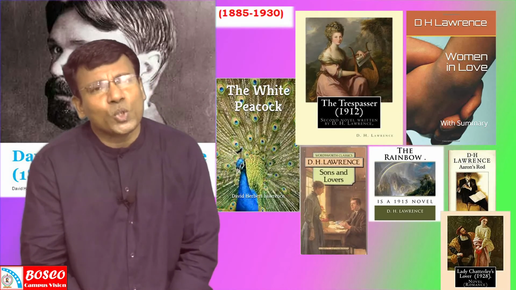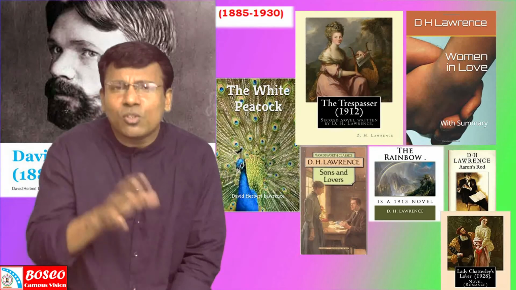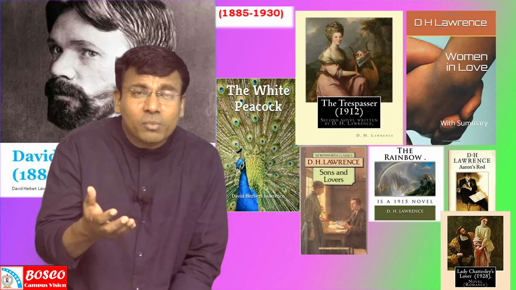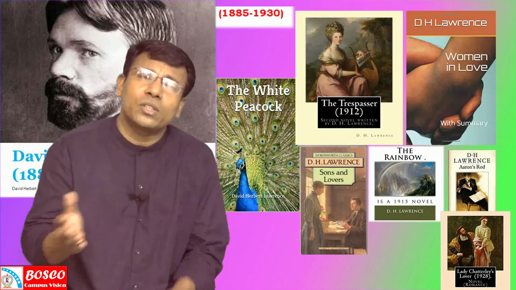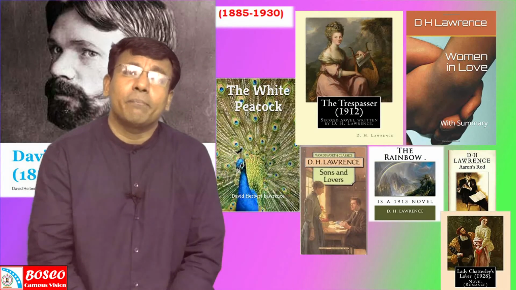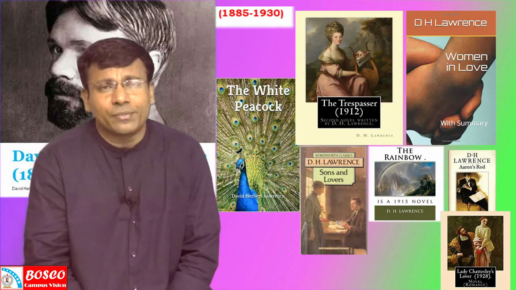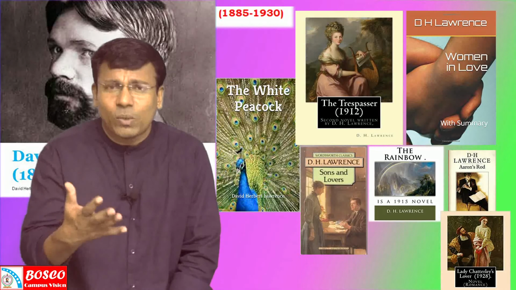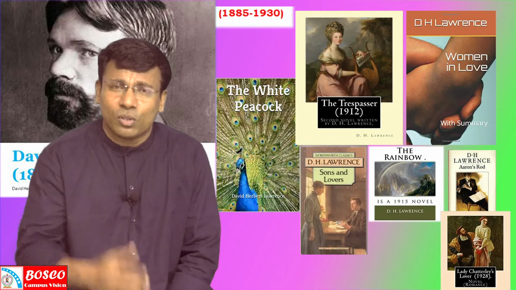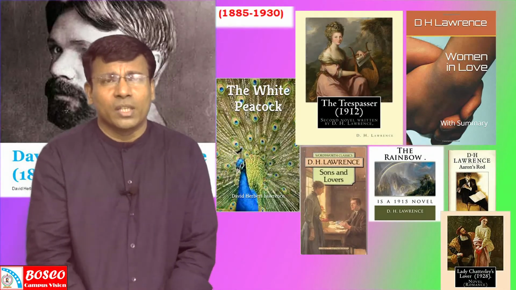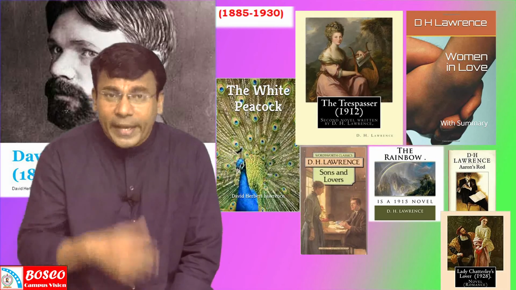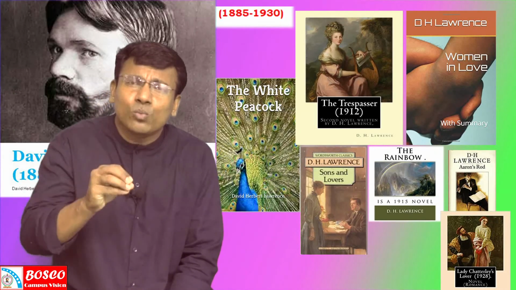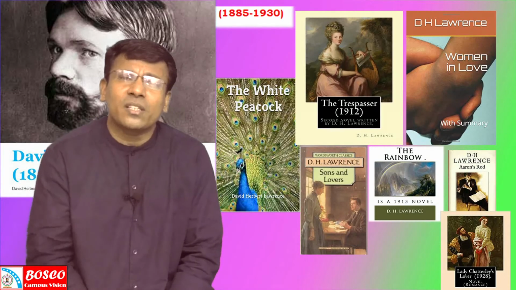The Rainbow was published in 1915. This novel also treats the theme of the conflict between man and woman. So he is worried about the relation between man and woman. Women in Love was published in 1921. It was a sequel to The Rainbow, the follow-up of the novel. Aaron's Rod was published in 1922. It is a more mature work of greater stylistic quality.